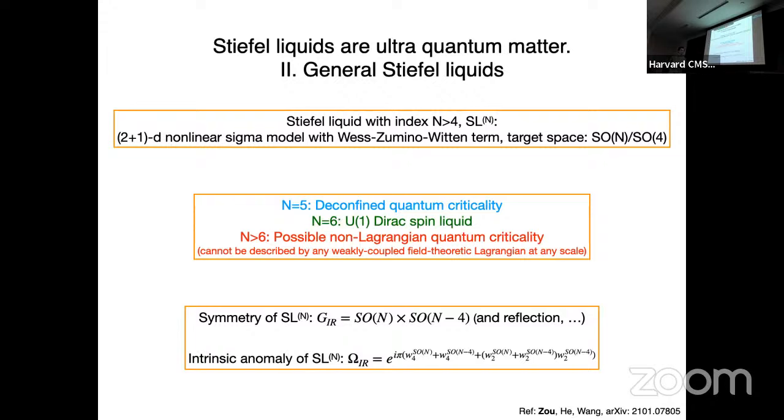Okay, so I already mentioned some of the symmetries of the stable liquid. For index n, it has this symmetry. And we actually also figured out its anomaly. It takes this form. The w's are the Stiefel-Whitney classes. But if you are unfamiliar with it, then you can just view this as some kind of generalization of topological terms. These are defined in 3+1 dimensions or 2+1? This is the partition function of the 3+1 dimensional bulk.